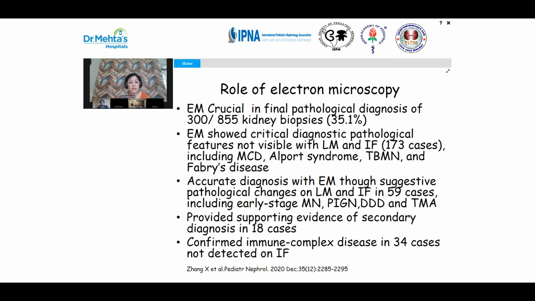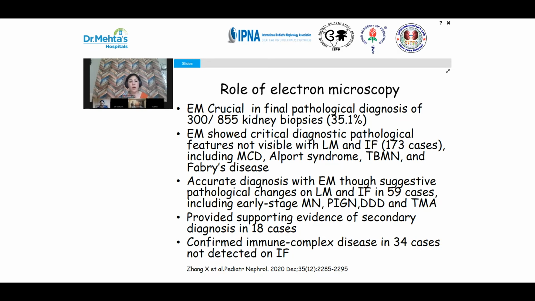So this is a very important paper, and it tells us that even if we do not have the facility of electron microscopy in our institute, we must make all efforts to get the electron microscopy done wherever possible and convince the parents to get it done, even if it means extra payment or increases the cost of the biopsy, because it is very crucial in coming to the correct final diagnosis, which would then define and dictate our management.